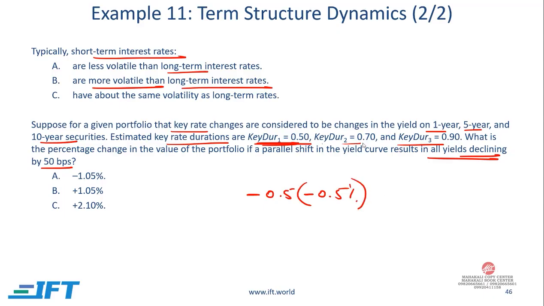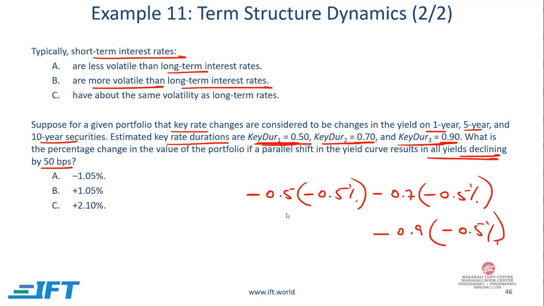Then we have the 5-year key rate, so minus, and then the duration is 0.7 multiplied by minus 0.5%, because this is also changing by 50 basis points. And then at the 10-year level, we have minus 0.9 multiplied by minus 0.5%. When we do this calculation, we should get a positive number, because this is positive, this is positive, this is positive, and the number that we get is 1.05. So that is the answer.